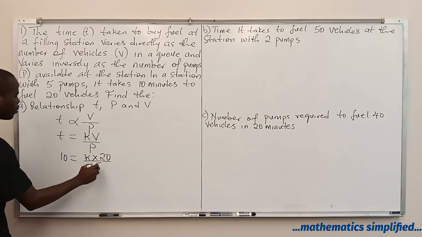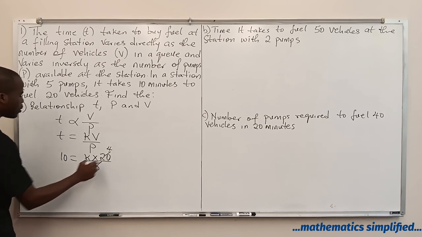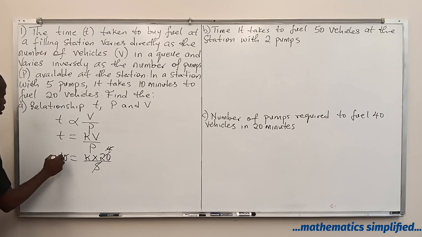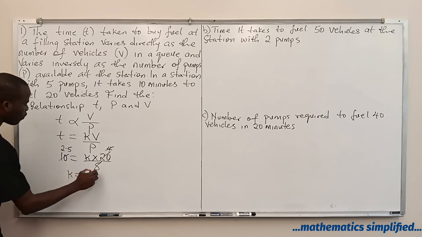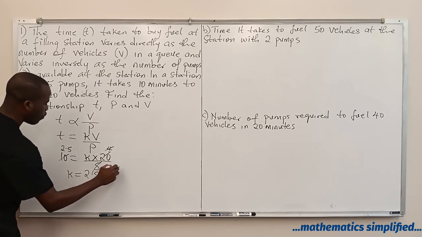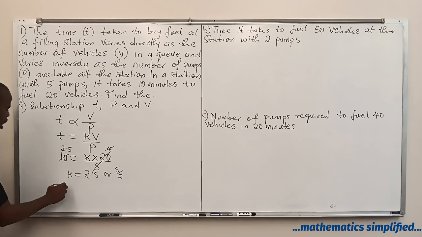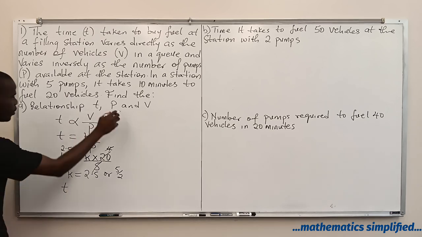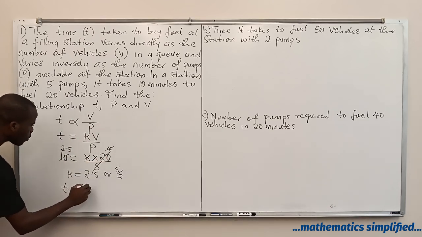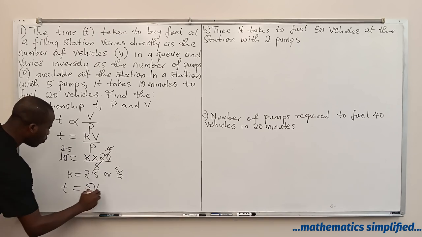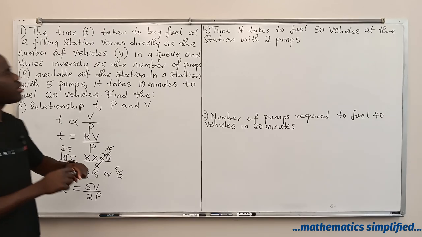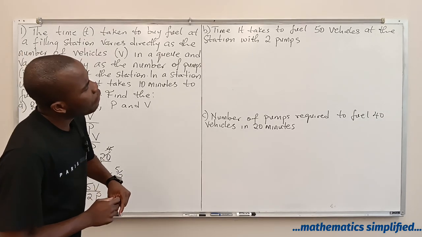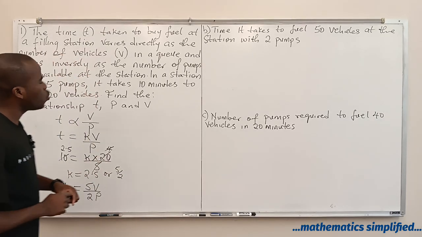is 5. So 5 can go into 20 4 times, and 4 can go into 10 2.5 times, which is 2.5. So K is 2.5 or 5 over 2. So that our relationship between T, P, and V will be T equals 5V over 2P.